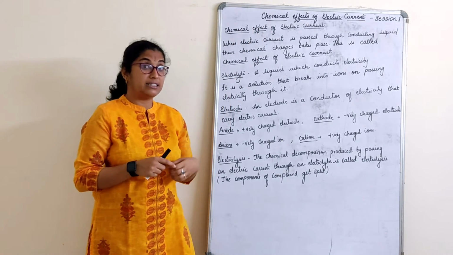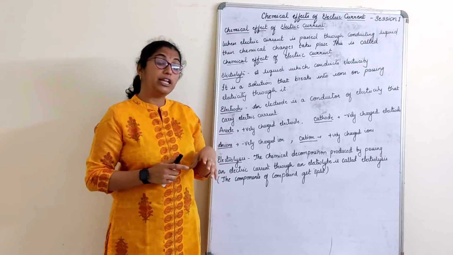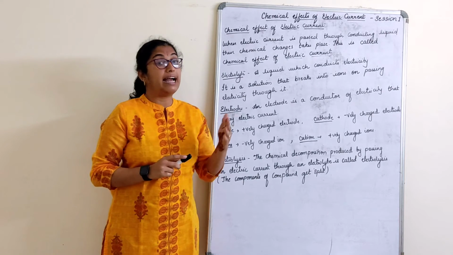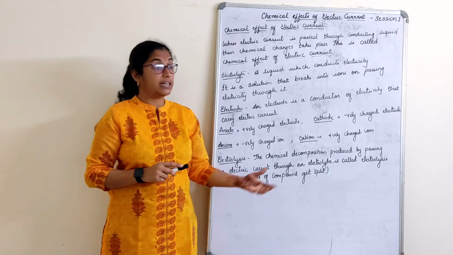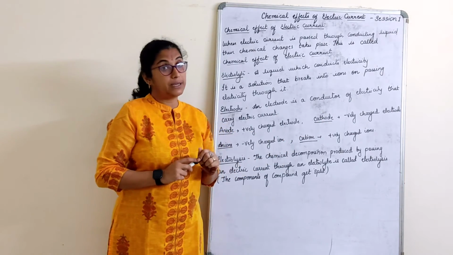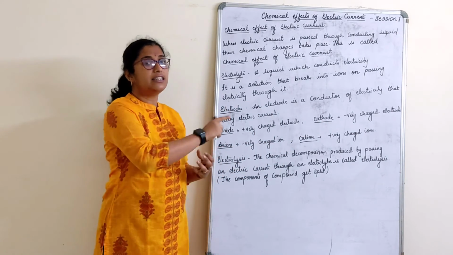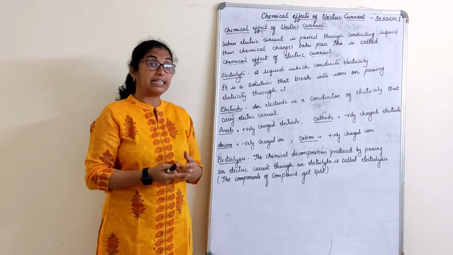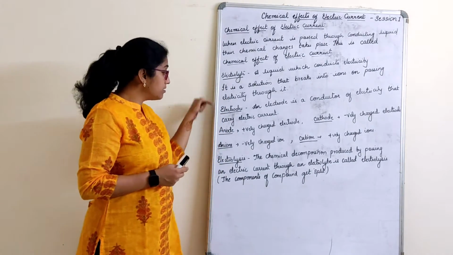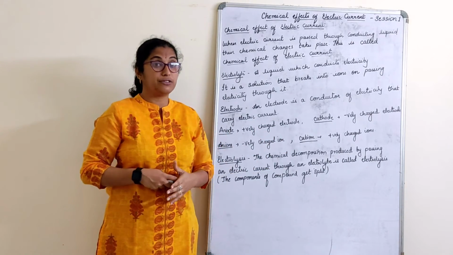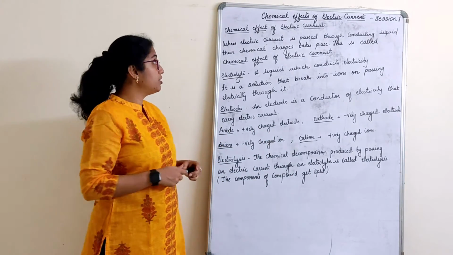So first let us understand the actual meaning of chemical effect of electric current, and there are several activities based on it, one example of which is the potato, which we have just seen. We'll understand that in detail. But to understand that, there are a few more terms related to the chemical effect of electric current. Let's first understand that, children.